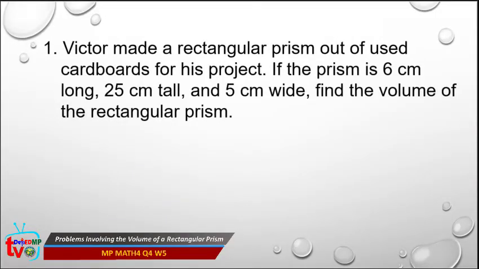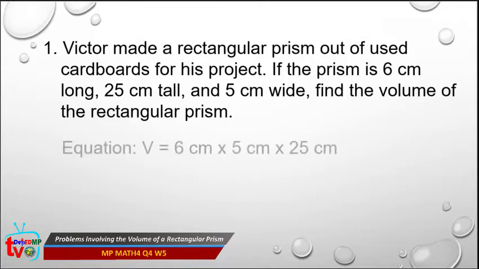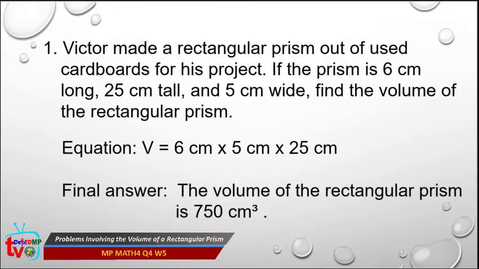Number 1. Victor made a rectangular prism out of used cardboards for his project. If the prism is 6 centimeters long, 25 centimeters tall, and 5 centimeters wide, find the volume of the rectangular prism. The equation is volume is equal to 6 centimeters times 5 centimeters times 25 centimeters. The final answer, the volume of the rectangular prism is 750 cubic centimeters.